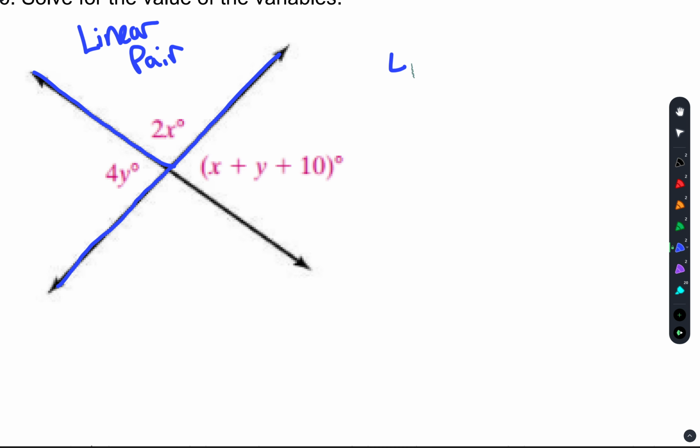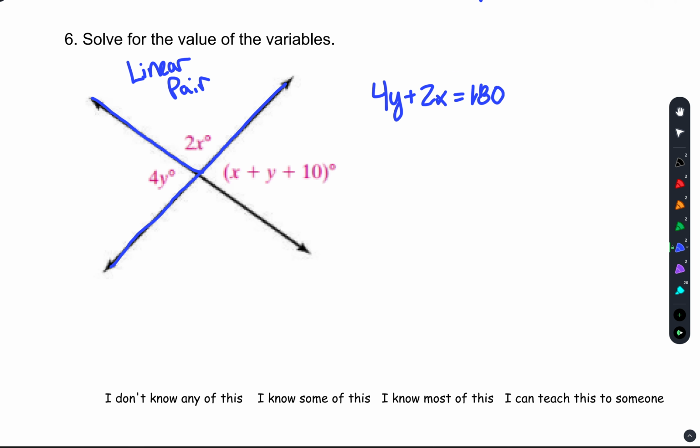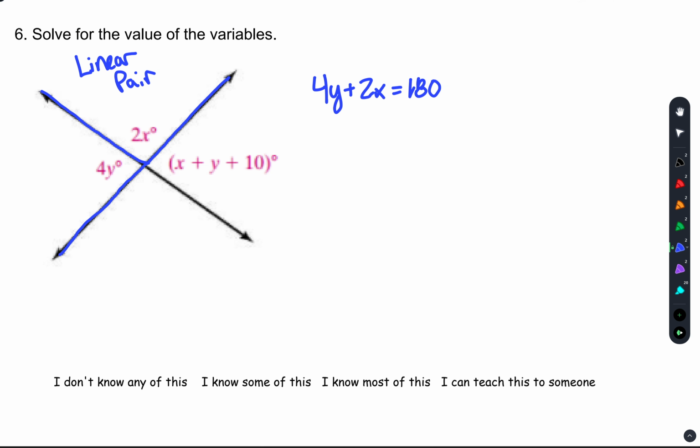So I can say 4y plus 2x equals 180. Can't really do anything with that yet because I've got 2 different variables. So I need another equation. What's my second equation? Yep. X plus y plus 10 equals 4y. Perfect. Why do we know that? Do you remember what those are called? Caitlin? Vertical angles. So if 2 angles are across from each other, they form that X shape. They're vertical angles. So my second equation, 4y equals x plus y plus 10.